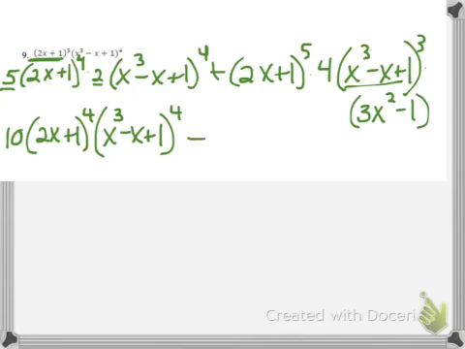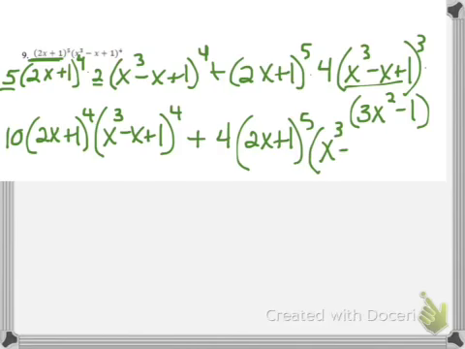Okay, plus the second one becomes 4, (2x plus 1) to the fifth, times (x cubed minus x plus 1) to the third, times (3x squared minus 1). All I did was rewrite it. Now you see, what can you factor out of these two terms?